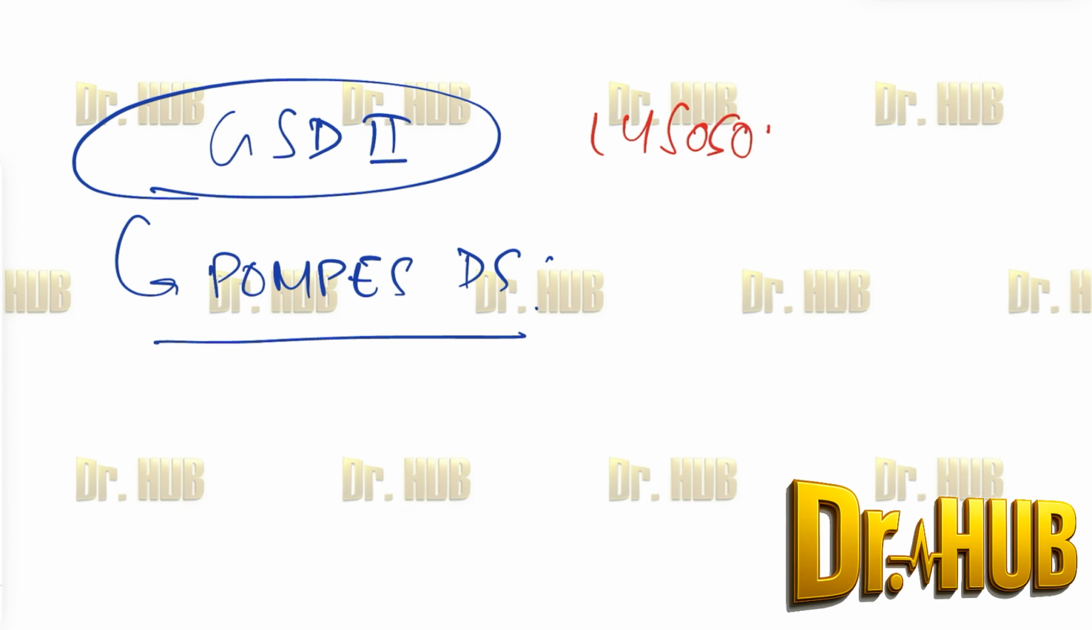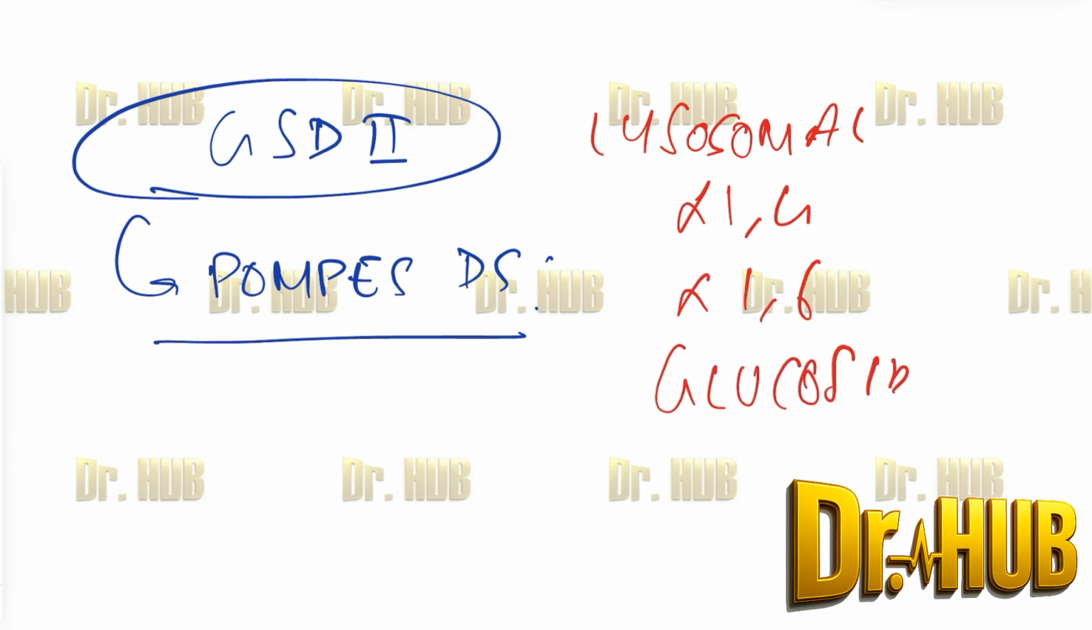Next we move on to GSD type 2. So this GSD type 2 is nothing but Pompe's disease. So GSD type 2 is Pompe's disease, and this involves the lysosomal alpha 1,4 as well as the alpha 1,6 glucosidase, and that is the acid maltase.